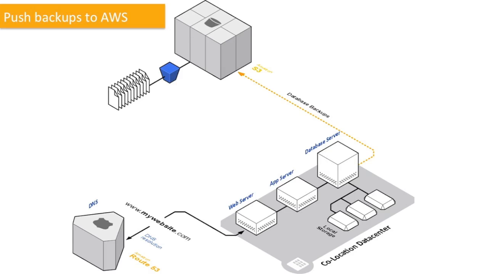So looking at that visually and how some systems can be put together to do that, this is a diagram where I have a co-location data center, traditional data center on the bottom there, and I've got a classic web app, a web server, an app server, a database server backed by some local storage, and there I've got my website.com DNS. In this case I've got it visualized under Route 53, the DNS service in AWS.